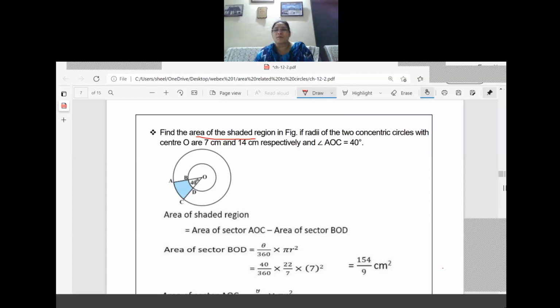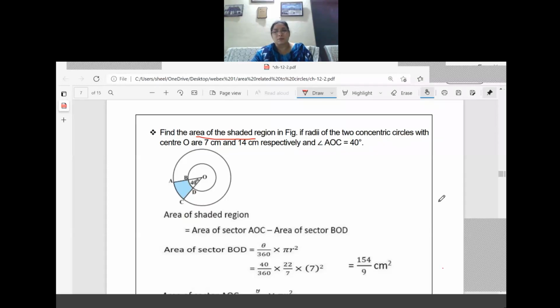So same formula we have to use. What is the change? The radius will be the change. The first case, it is a smaller one. If it is 7 centimeter, the bigger one will have the radius 14 centimeter. So area of the sector BOD, that means unshaded portion, that is the smaller one we are calculating here. So area of the sector BOD equal to theta by 360 into pi r square. The same formula, no change.